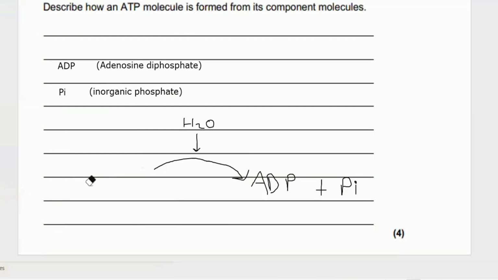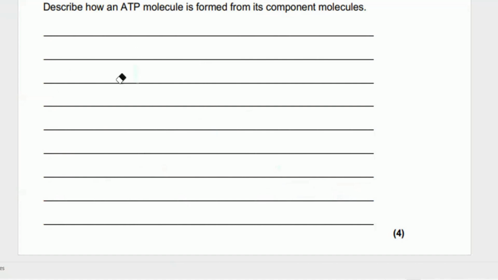Okay, let's move on. This is the next question. Describe how an ATP molecule is formed from its component molecules. So pause the video and have a go now. Now I'll go through. Describe how an ATP molecule is formed from its component molecules. Okay, so how is ATP made?